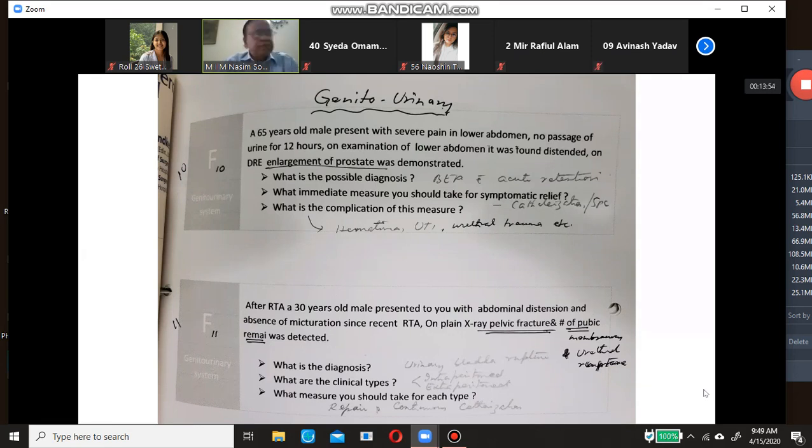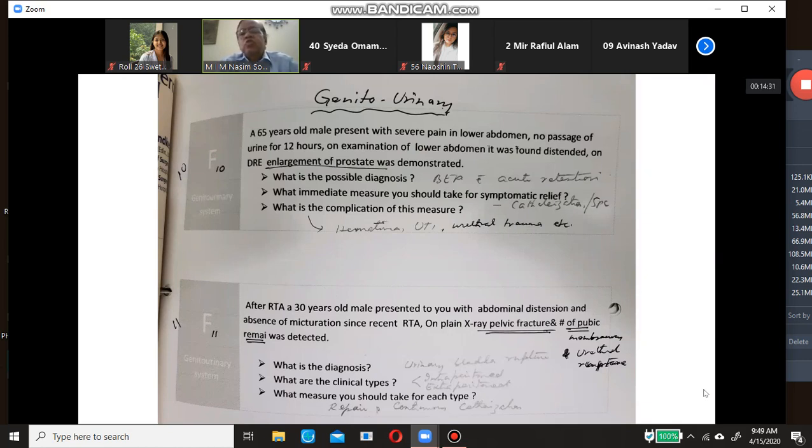Okay, next question. What immediate measures should you take for symptomatic relief? Just because it's a clear-cut case of acute retention due to enlarged prostate, other measures like taking the patient to the toilet and opening the tap, psychological stimulus, these will not work in this case, because the diagnosis is already clear-cut. So you have to catheterize the patient.